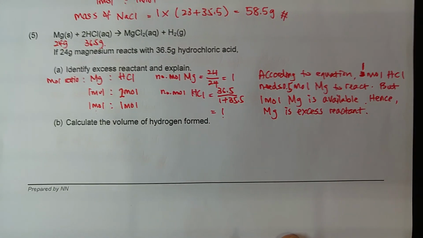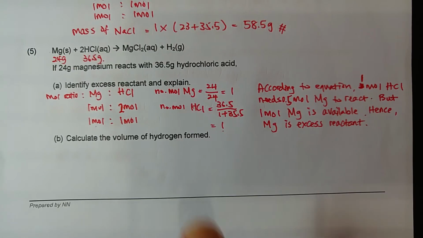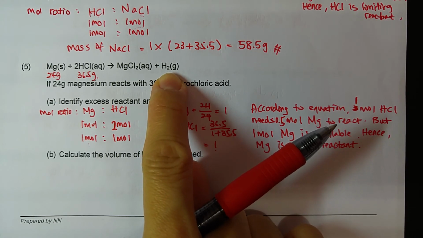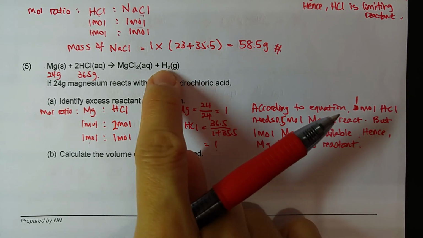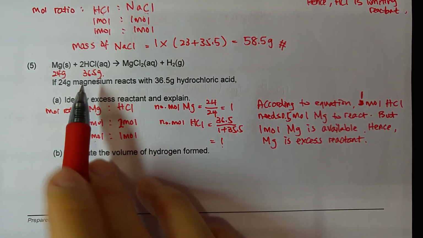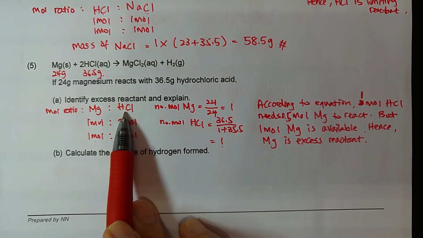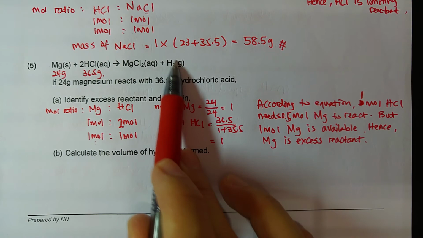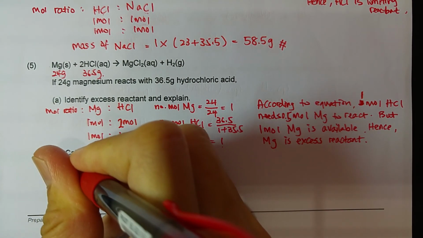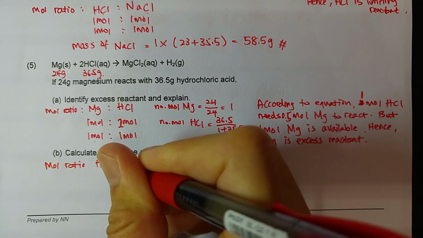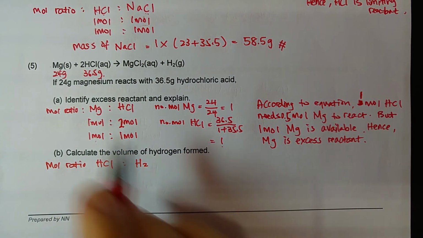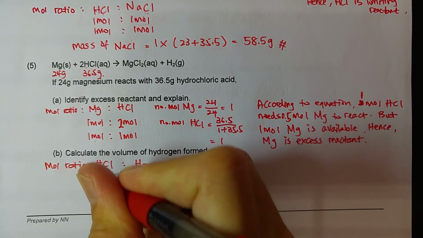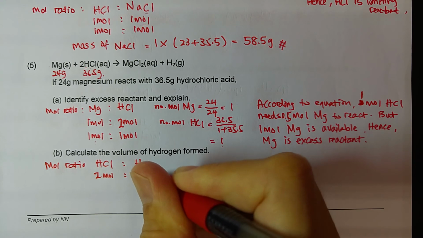Now is the last part. Calculate the volume of hydrogen produced. Hydrogen is one of the products. Again, it's back to the concept that the amount of product is determined by the amount of limiting reactant. Which one is the limiting reactant? Mg is the excess, right? So HCl is the limiting reactant. Meaning that you have to look at HCl and H2. So look at the mole ratio between HCl and H2. HCl 2 mole, H2 is 1 mole.